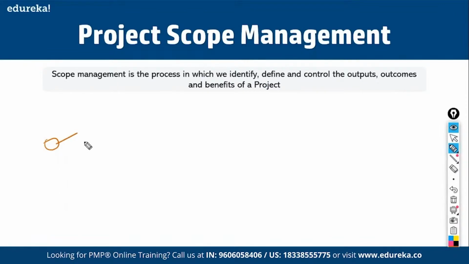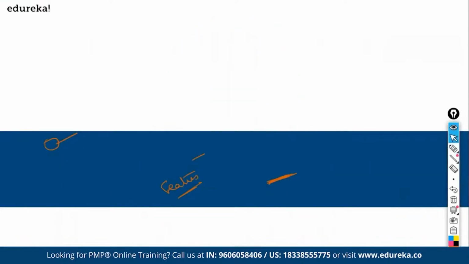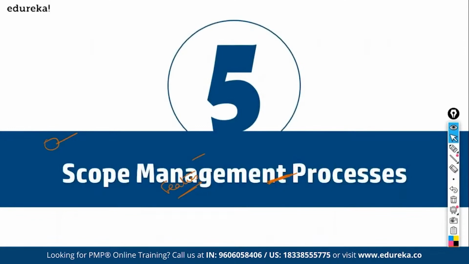So there are two aspects to scope: project scope and product scope. That is what we're going to see. Product scope refers to features for a product, right? Project scope refers to the project management activities that you perform in order to deliver a prototype to manufacture a pen. Okay, so let's have an overview of the scope management process.